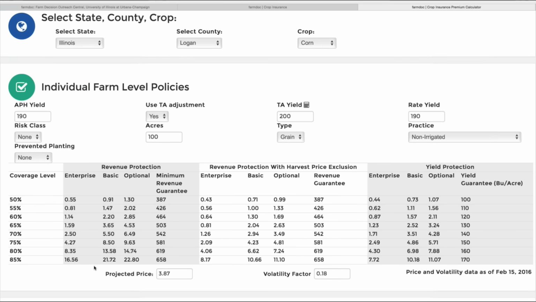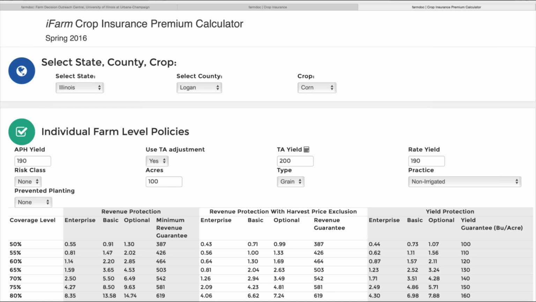Yep. And then we had a question about the rate yield there. Gary, I don't know if you have a quick explanation of what that rate yield versus the trend-adjusted yield versus APH. All right. The rate yield in Illinois, the rate yield and the APH yield are almost always the same. The rate yield, in most cases, is the average of your history of yields. The APH yield can differ from that if you've made any substitutions, YA substitutions. Then your APH yield could be higher than your rate yield, and your trend-adjusted yield would be after we add a trend adjustment to the yields. So those are the three yields.